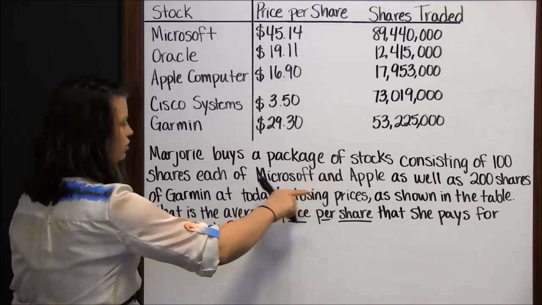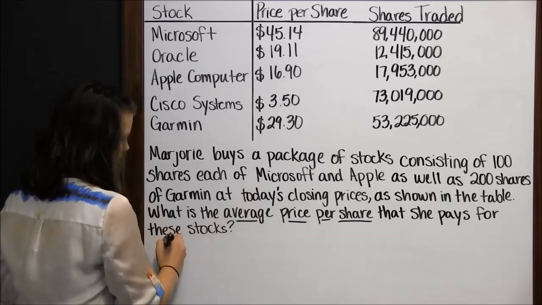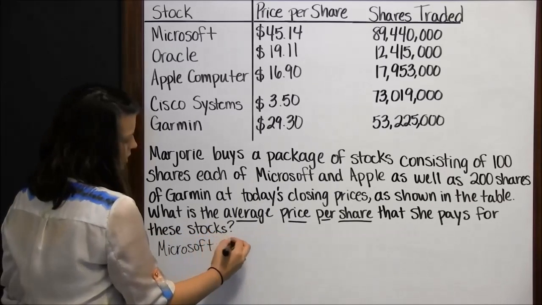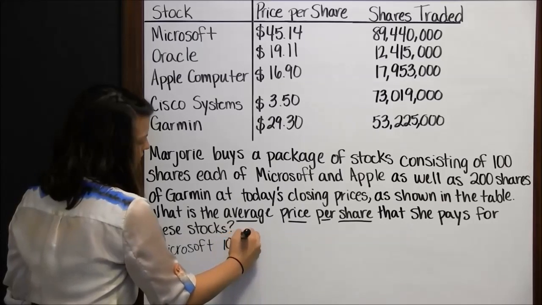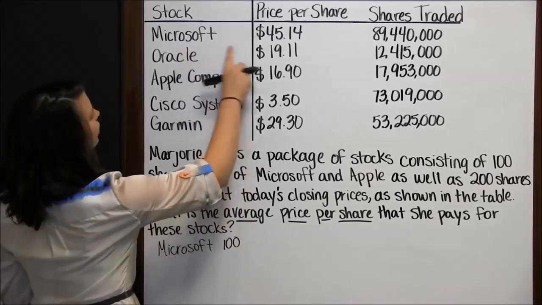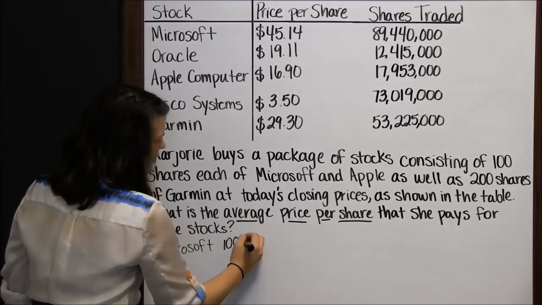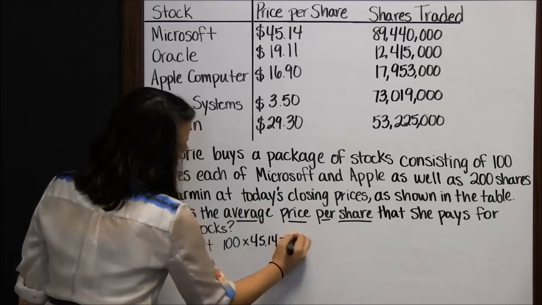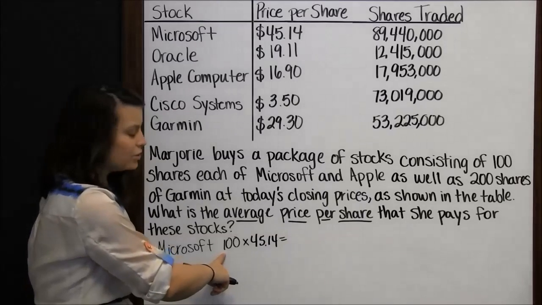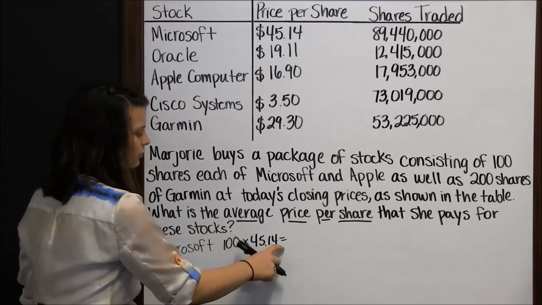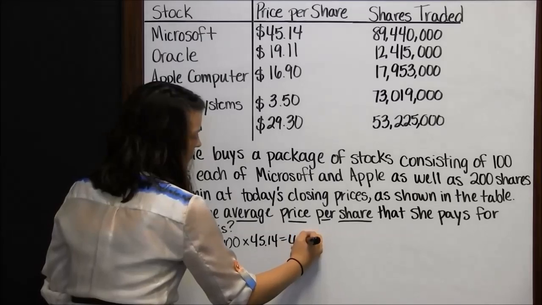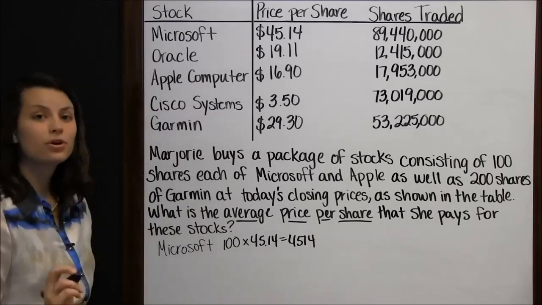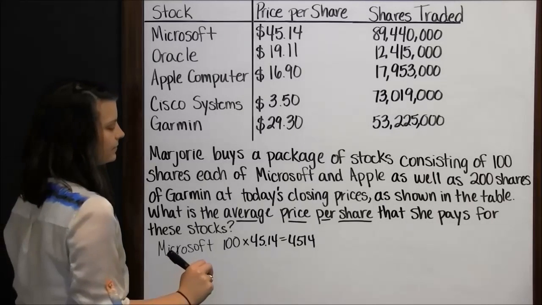So she got 100 shares of Microsoft. So let's start with Microsoft. She bought 100 shares for $45.14 each. So times 45.14. And multiplying by 100 just means you move that decimal 2 places to the right. So it's $4,514 that she spent on her Microsoft shares.